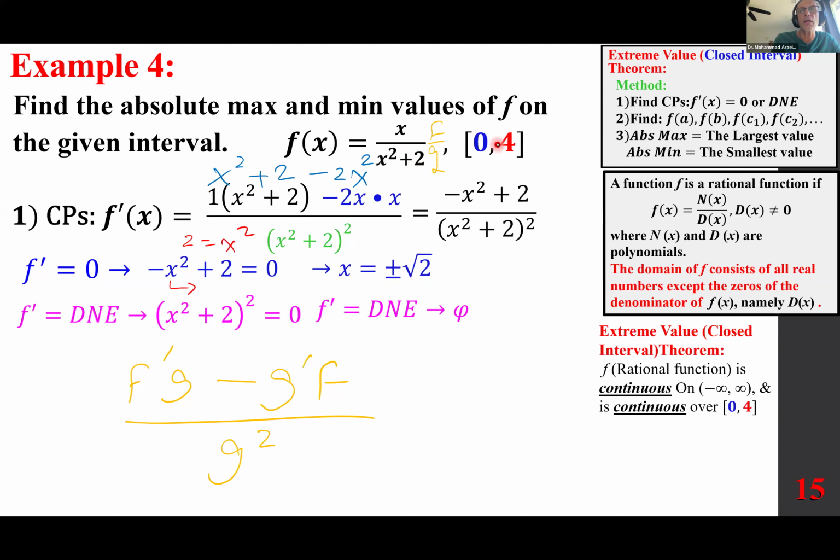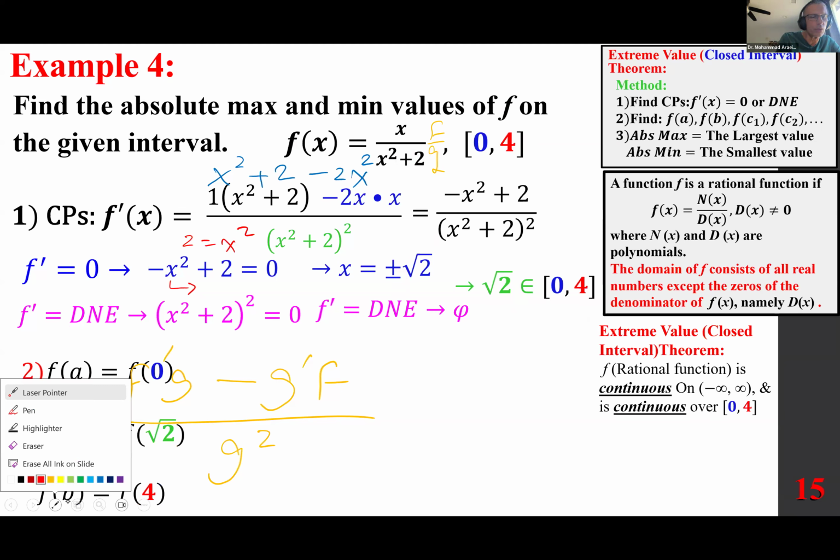Which one is in the interval of 0 to 4? Is square root of 2 in between? Remember, square root of 2 is about 1.41. Yes. Is negative square root of 2 in between? No. So only one of them is acceptable, which means we are going to evaluate the original function at these two endpoints as well as this critical point.